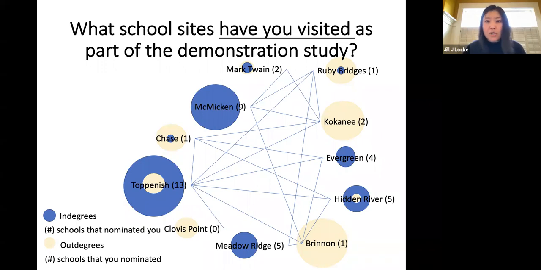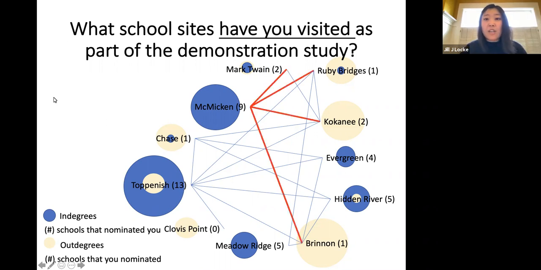And the yellowish beige-ish dots or circles are your out degrees, or the number of schools that you nominated. So we're looking at the size of these circles to figure out if you're a big nominating school site or are you a smaller nominating school site. So the bigger your circle, the more times that you were nominated, as well as for the beige circle, the bigger the circle, it's how many schools that you nominated. So we can also tell the in degrees are also represented in the parentheses by the number next to the school name. So in this particular case, Mark Twain was nominated twice.